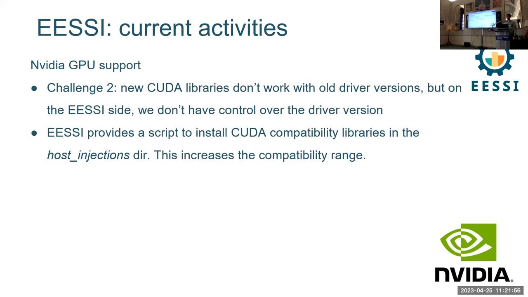Second challenge is that if you use a very new CUDA library, it doesn't always work with all the drivers. Of course, on the EESSI side, we don't know what GPU drivers are being used on a certain host. We cannot really help that either, right? But we can make it easier for the host system to support newer versions of CUDA. You can install compatibility layers that increase this compatibility range a little bit. It's still not indefinite, right? But it's a little bit larger range. So we provide a script that makes it easy for you. And again, this is installed in this host injections directory.